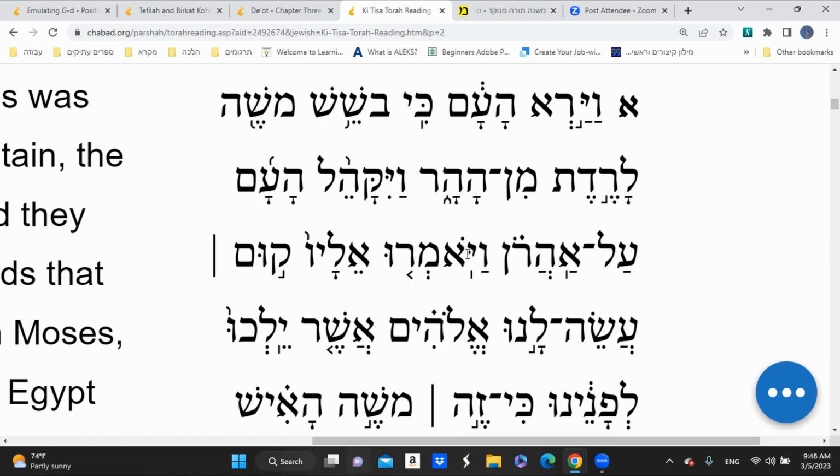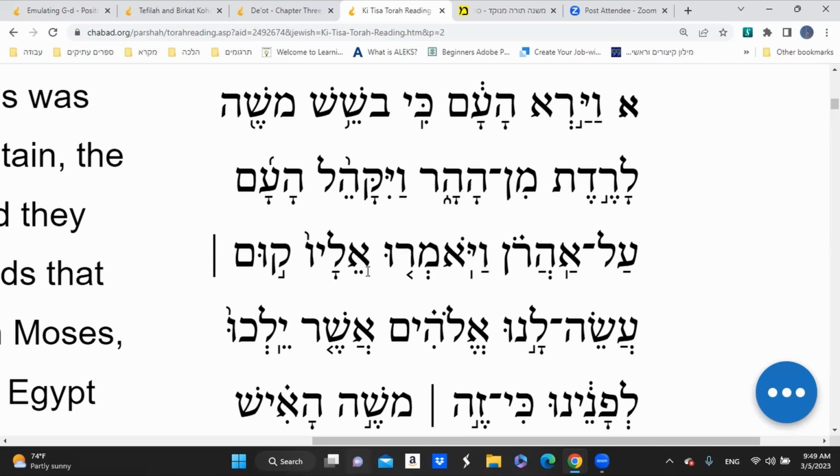Vayyomeru. This O vowel, cholam, is coming from the yud. So you're not going to pronounce the aleph as a glottal stop. You read this as if the aleph is not there, so that this mem and this yud are actually in the same syllable. In English, we would write it Y-O-M-E-R-U.